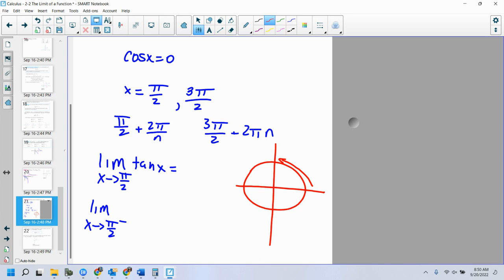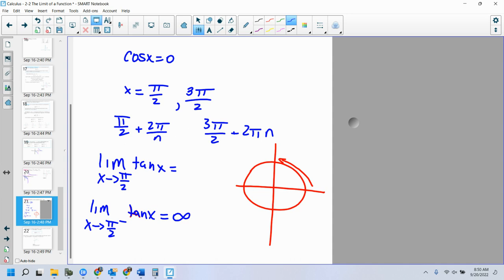So that means cosine is getting smaller and smaller as I get closer to my axis. That means the denominator of my fraction is getting smaller and smaller, which makes the whole value of tangent get bigger and bigger. You see what I mean? So that means the limit as x approaches pi over 2 from the left side of tangent of x is going to be equal to positive infinity. It's going to keep getting bigger and bigger.